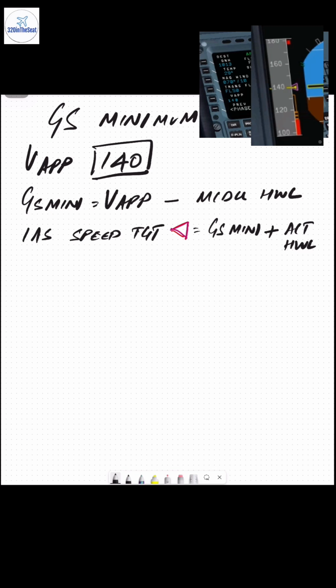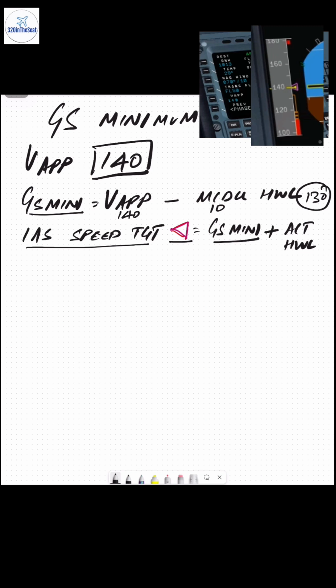So the whole point of the GS mini function is that it constantly varies the IAS speed target in order to maintain a certain minimum ground speed. In our example, GS mini is 140 minus 10, which is 130. So that is the minimum ground speed that the GS mini function varies the IAS speed target in order to maintain. Now let's look at a few examples.